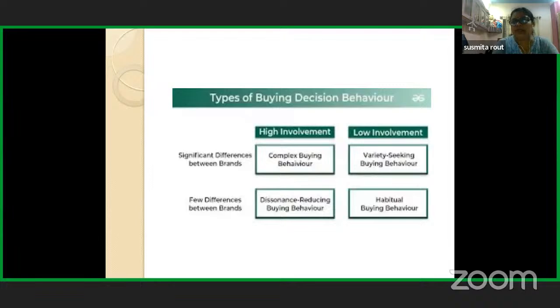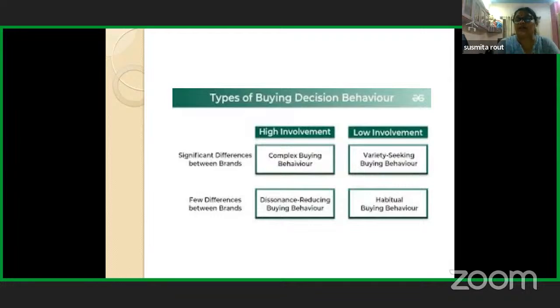Like for example, when you are buying a toothpaste. Toothpaste is basically a habitual buy. Right? So, I used Pepsodent last time. So next time I'll purchase, I'll go to the store and straight away ask for Pepsodent. I'm not going through all those stages of consumer buying behavior.